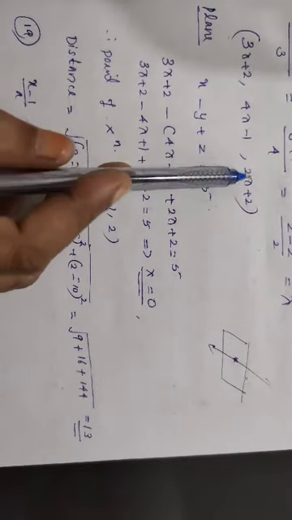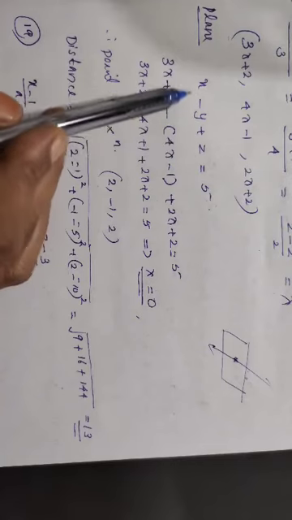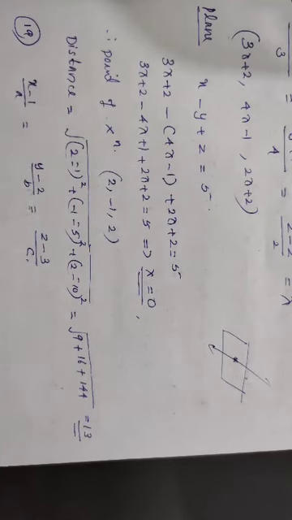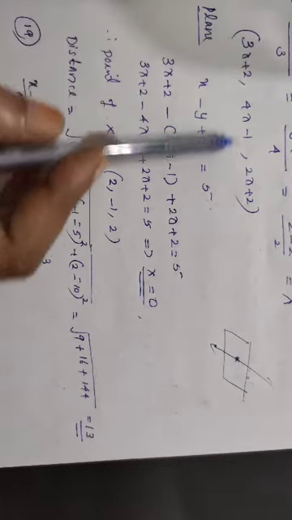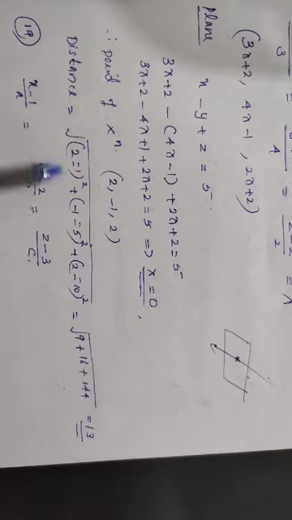What does it mean? The point is a solution, that is, the values of x, y, z. We can replace x, y, z by the values. We will get 3 lambda plus 2 minus (4 lambda minus 1) plus 2 lambda plus 2 equal to 5. By simplifying, the value of lambda becomes 0. By substituting lambda equal to 0, we get the point of intersection as 2, minus 1, 2. Now we can find the distance between the points using the distance formula: root of (x2 minus x1) whole square plus (y2 minus y1) whole square plus (z2 minus z1) whole square.